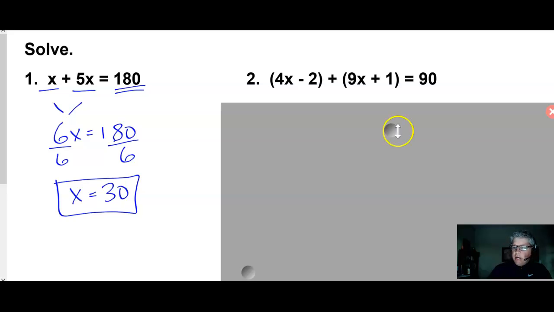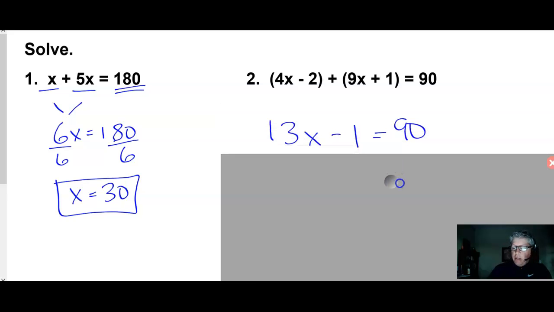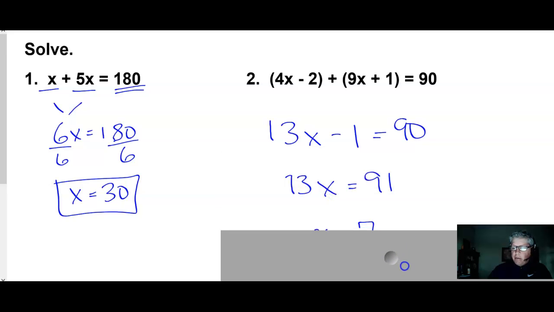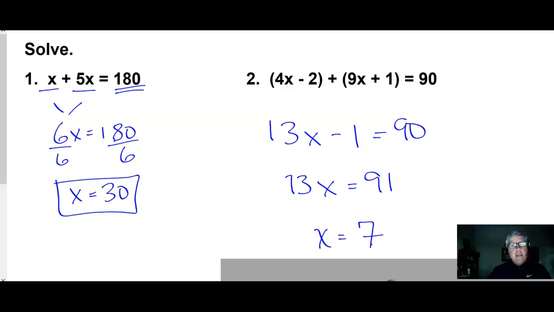Okay, if you did it right, here it comes. 13x minus 1, we combine like terms. We add 1, divide by 13. Hopefully you got x equal to 7.